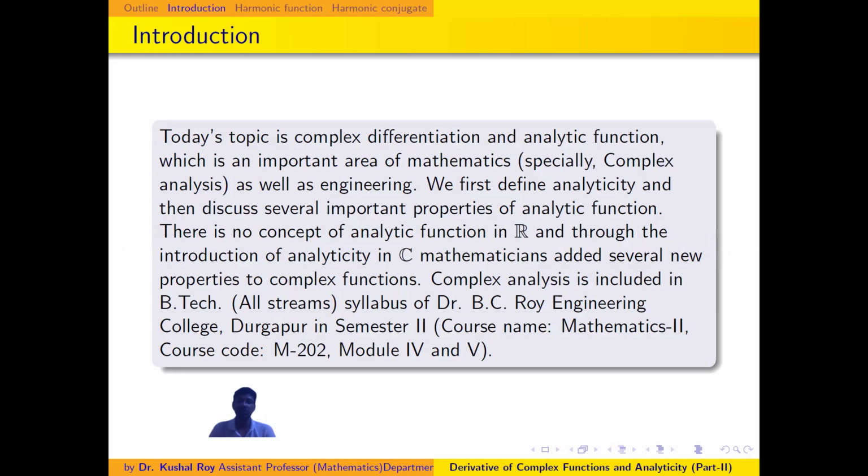Complex analysis is included in all streams of B.Tech second semester syllabus of Dr. B.C. Roy Engineering College, Durgapur in semester 2. Course name is Mathematics 2, course code is M202. So complex analysis is included in module 4, which is complex analysis 1, and in module 5, which is complex analysis 2.